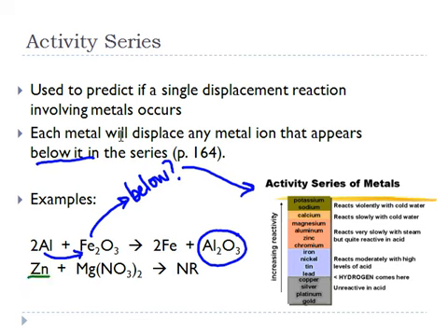So let's check this one out. If I've got zinc, it's going to try to bump out magnesium. If it doesn't have enough energy, this won't happen. Let's take a look. Where is my zinc? Here's zinc, and magnesium is actually above it. So magnesium has more reactivity than zinc, which means that zinc does not have the reactivity to bump out magnesium. So no reaction will occur. That's what the symbol NR means: no reaction. It doesn't matter how much magnesium nitrate I mix with how much zinc, nothing's going to happen to either of these compounds.